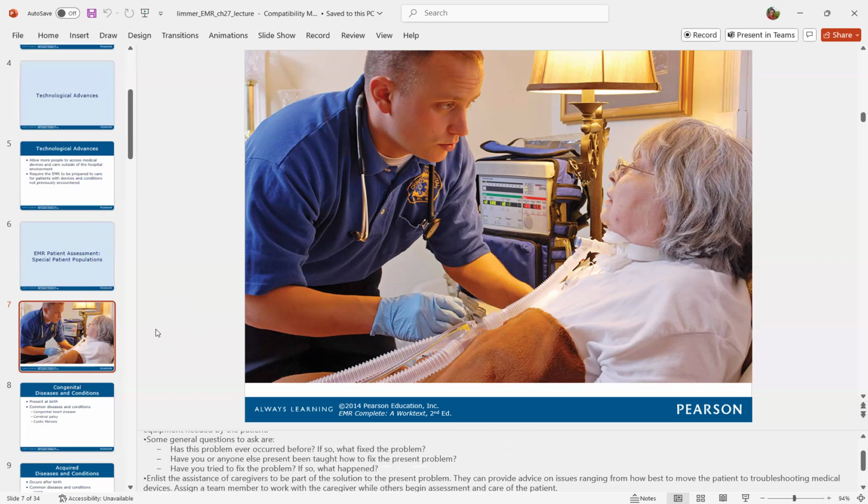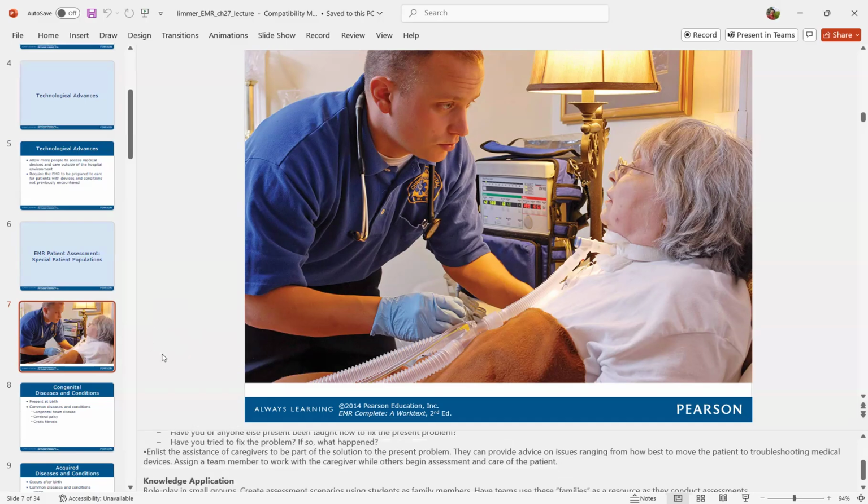So if they're on a ventilator, we can take them off and we can bag-valve-mask. There's certain things we can do in the field. Have they tried to fix the problem? If they tried to, what happened? Just enlist the assistance of the caregiver to be part of the solution to the present problem, because they're going to know how to deal with it. They can provide advice on issues ranging from how to best move the patient to troubleshooting the medical devices they're on. They deal with the patient all the time, so they're going to have that advice on how to get them from the chair to our cot, etc. So we can assign a team member to work with that caregiver while we start patient assessment as well.